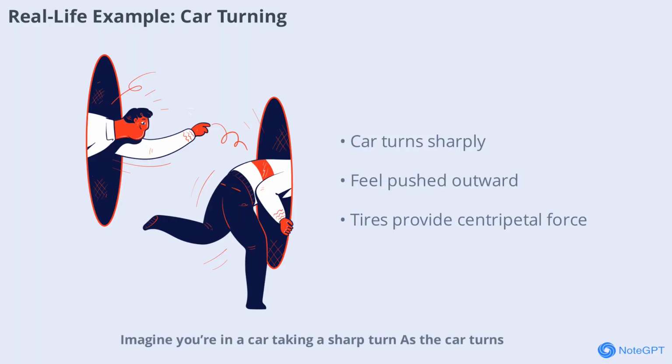Imagine you're in a car taking a sharp turn. As the car turns, you feel like you're being pushed against the door. This is a classic example of centrifugal force in action. In reality, the car's tires provide the centripetal force needed to change direction, while your body's inertia makes you feel as if you're being pushed outward. This example helps illustrate how both forces are experienced in everyday situations.